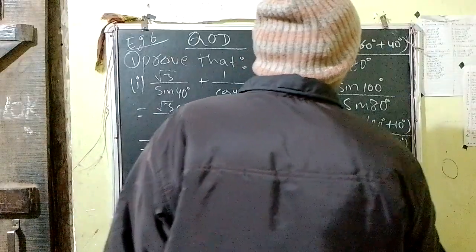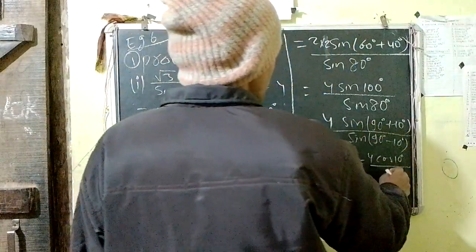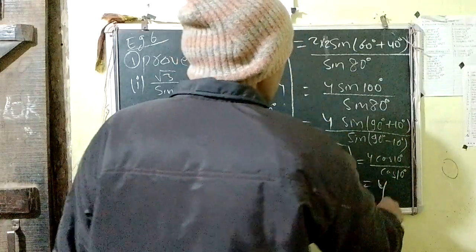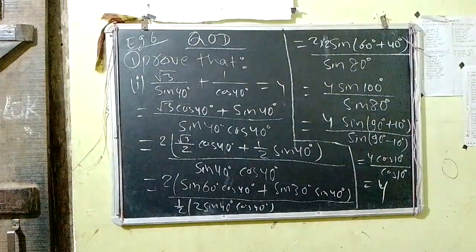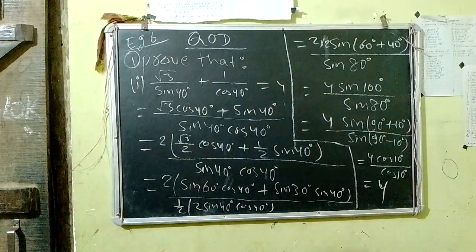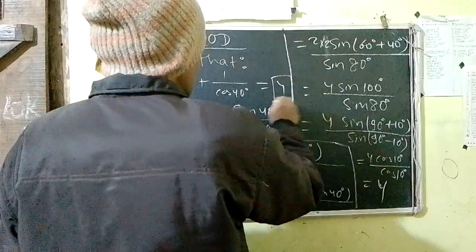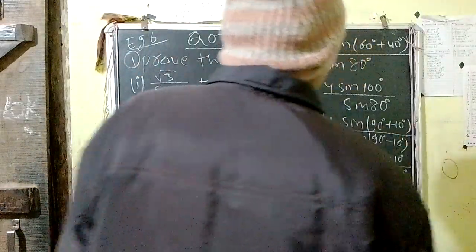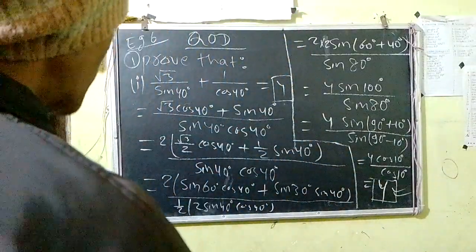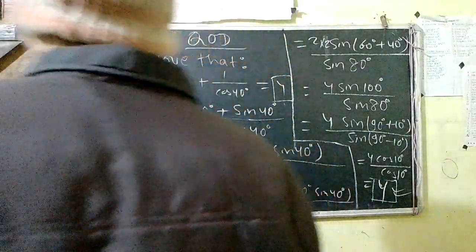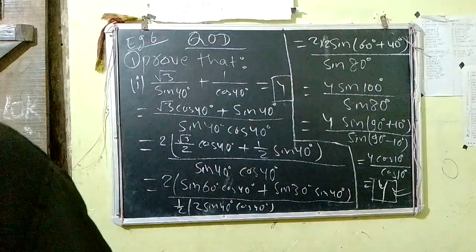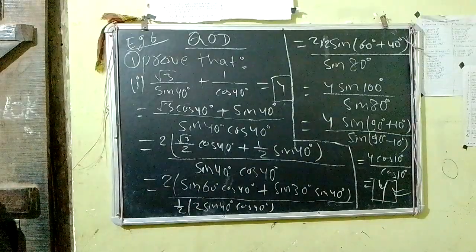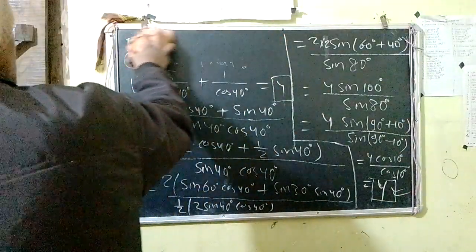And sine 90 degrees minus 10, again, is cosine 10 degrees. And this is just 4. So I have proven that this is indeed equal to 4, and that's your answer. You may pause it and write the solution if you want. Let's go to the next problem.